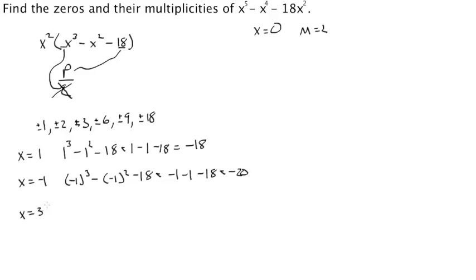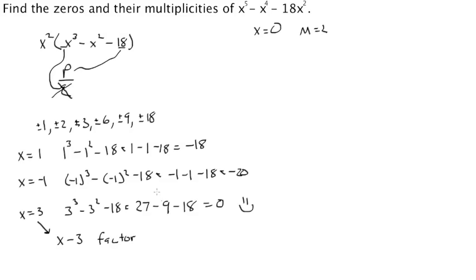So let's try x equals 3. So when I plug in x equals 3, I get 3 cubed minus 3 squared minus 18. So that's going to be 27 minus 9 minus 18. So 27 minus 9 is 18. 18 minus 18 is 0. So we found a zero. That means we found a factor. So if x equals 3 is a zero, that means that x minus 3 is a factor.